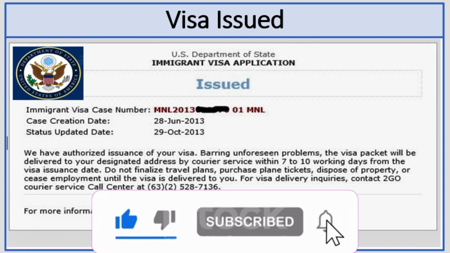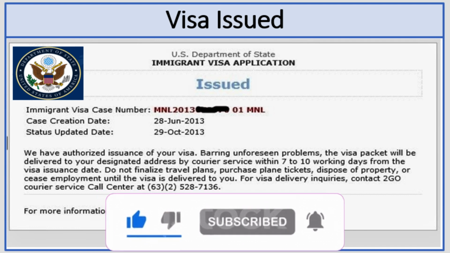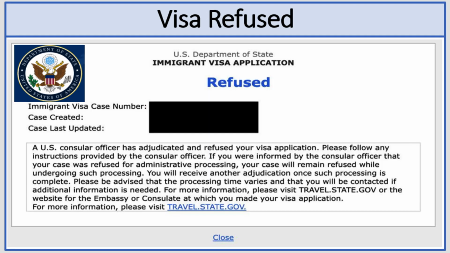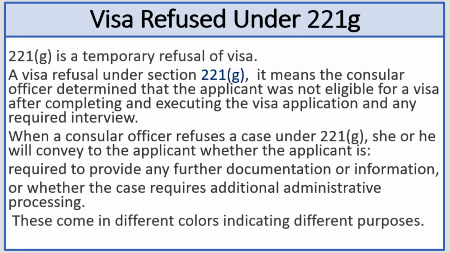However, if the officer sees something is missing from your application, or needs more documents from you, they will ask you to provide them, and they are going to issue a 221(g). What does 221(g) mean? That means a visa refusal under section 221(g).